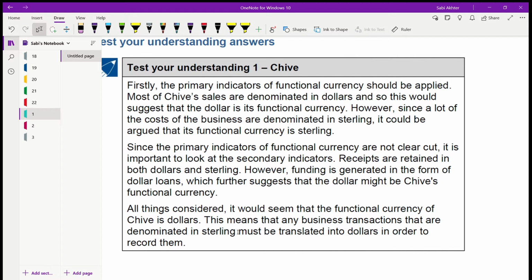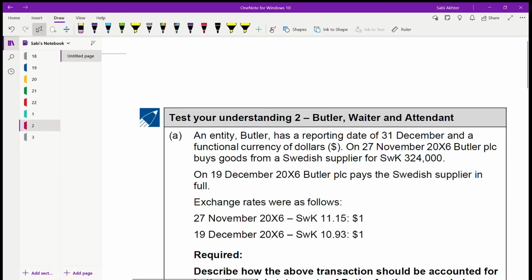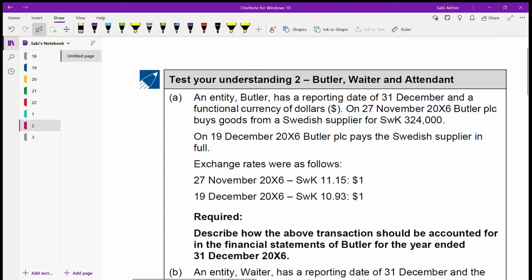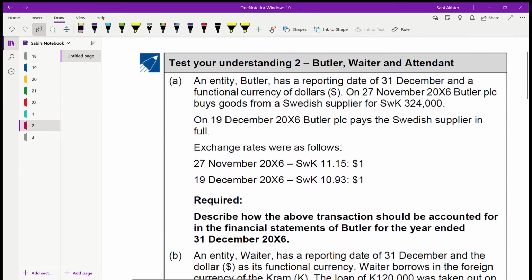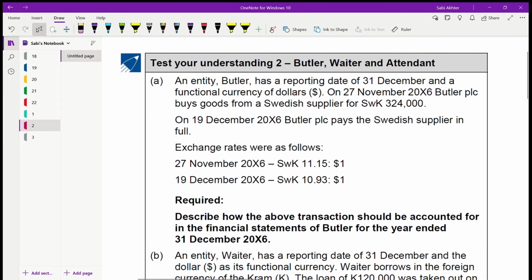Now let us go to the second test understanding. So this is about 3 companies, okay, A, B and C: Butler, Waiter and Attendant. Okay, wow, what a combination. An entity Butler has a reporting date of 31st December and a functional currency of dollar. On 27 November 2006, Butler PLC buys goods from a Swedish supplier of this much. On 19th December 2006, they pay the Swedish supplier in full.